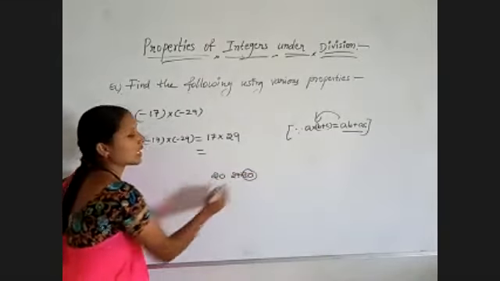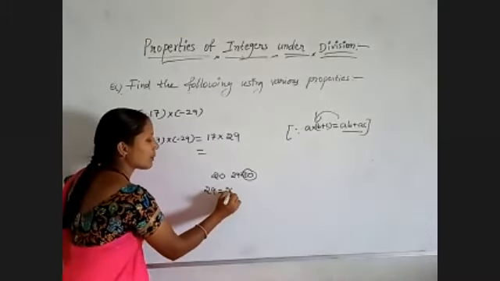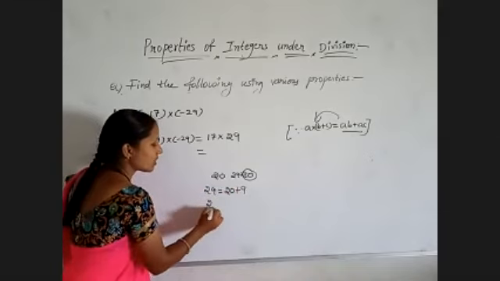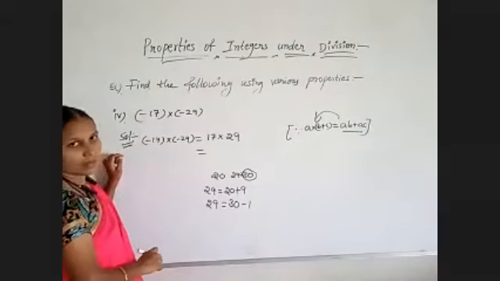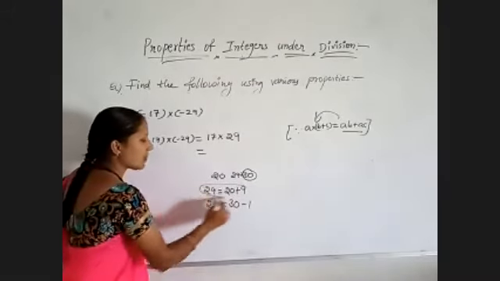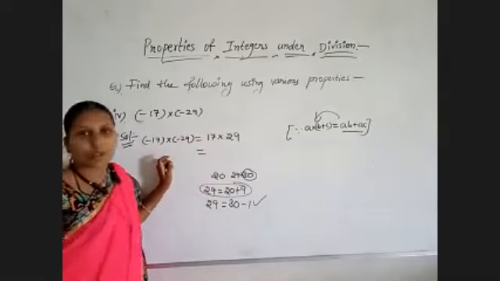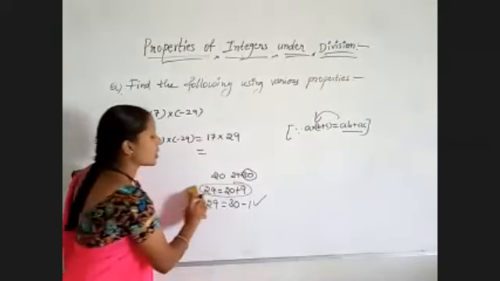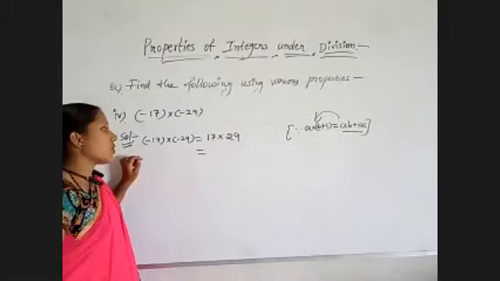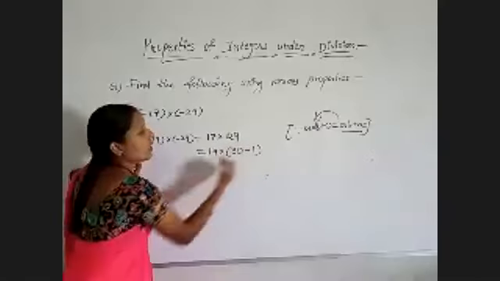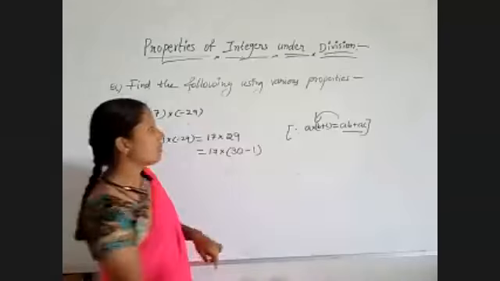29 is nearer to 30. So take 30. We can express 29 in two ways: 20 plus 9, otherwise 30 minus 1, which is also 29 only. So instead of 20 plus 9, I'm using 30 minus 1. That distributive property we are using over addition as well as subtraction. So now coming to this, 17 into 30 minus 1. Very simple. Now instead of plus we got minus.